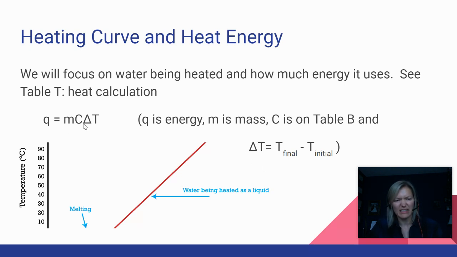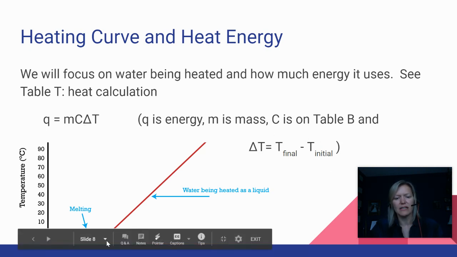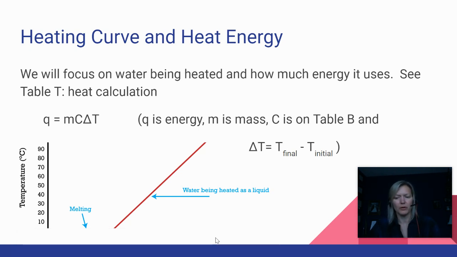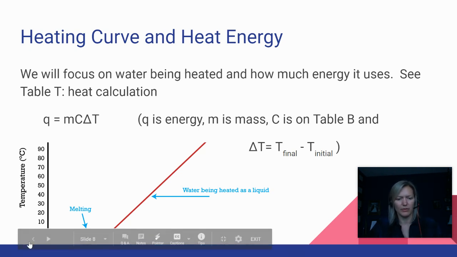And then delta T. Delta means we're subtracting. Final minus initial. You do not need to convert your delta T. It does not have to be in Kelvin, does not have to be in Celsius. They both have to be the same. Don't subtract a Kelvin from a Celsius or a Celsius from a Kelvin. Both in Kelvin or both in Celsius.